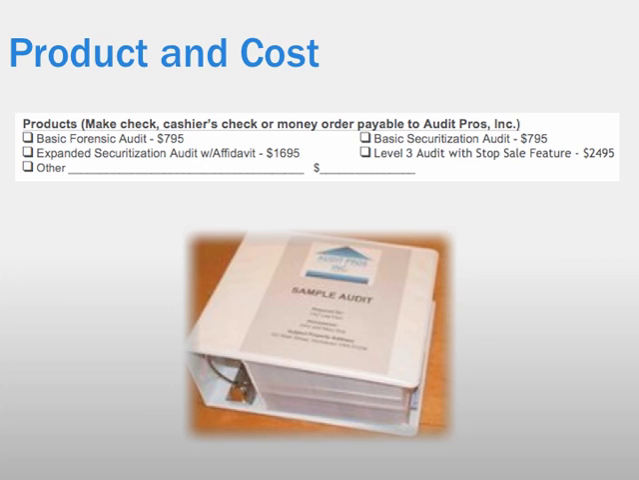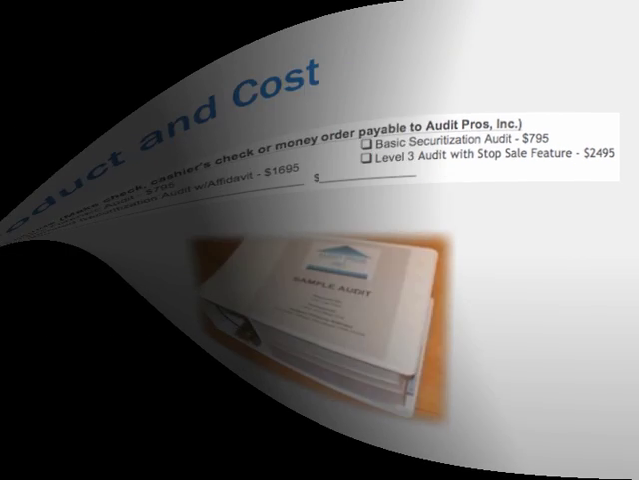The basic forensic audit is $795. The basic securitization audit is $795. And the expanded with the affidavit is $1695. If there's some other type of product we're going to need in the future, for now there's an other box and you write the dollar amount. Chances are that's not going to happen, but it's there.